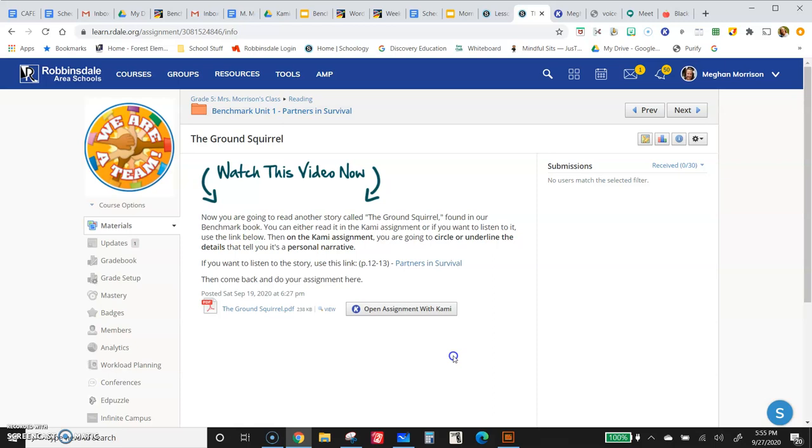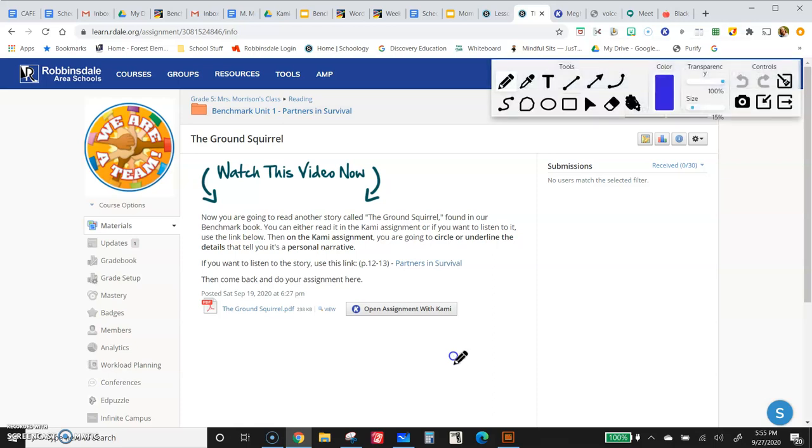So you are going to circle or underline the details that tell you it's a personal narrative. And apparently Mrs. Morrison needs to work on her line drawing skills.